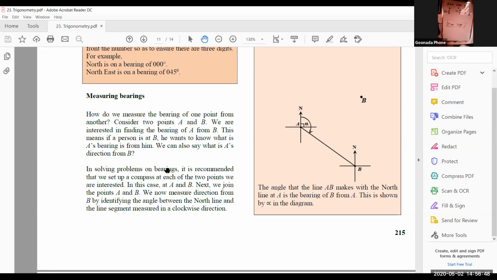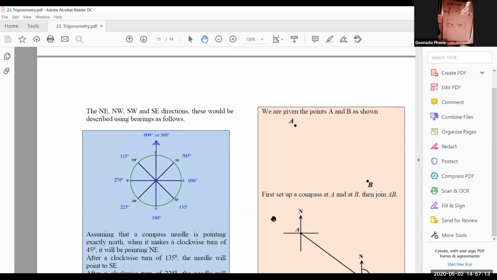Now, in solving problems on bearings, it is recommended that we set up a compass at each of the 2 points we are interested in, in this case, at A and B. Next, we join the points A and B. Now we can measure direction from B by identifying the angle between the north line and the line segment, measured in an anti-clockwise direction. Let's see what I'm talking about here, because I know some of you might be confused.